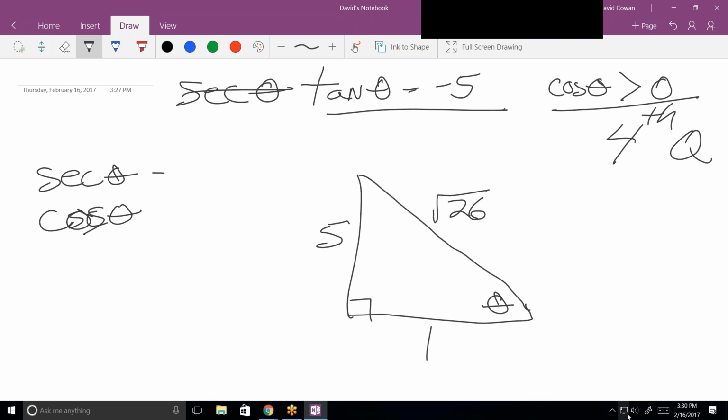So secant of theta, what's the absolute value of it? Forget the sign for one second. Just what is the absolute value of the secant? Root 26 over 1. Now, since it's in the 4th quadrant, what is its sign? It's positive, because it's the reciprocal of cosine. So what's the cosine of theta? 1 over root 26.